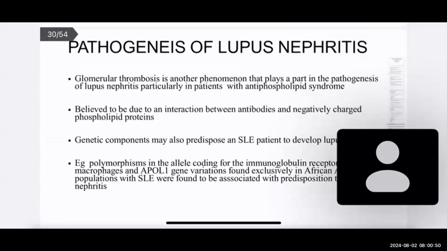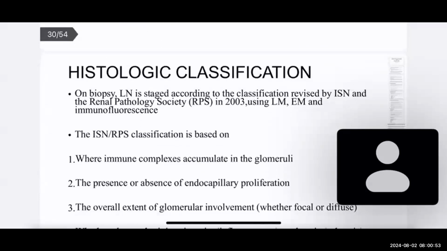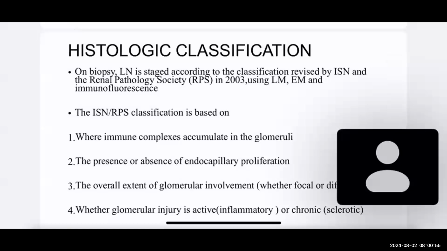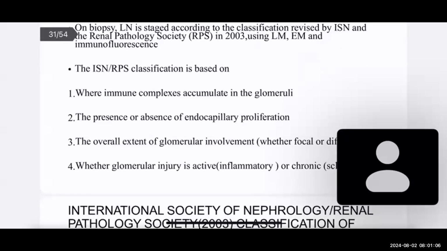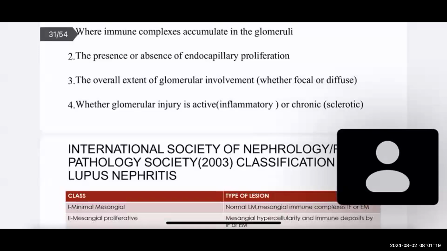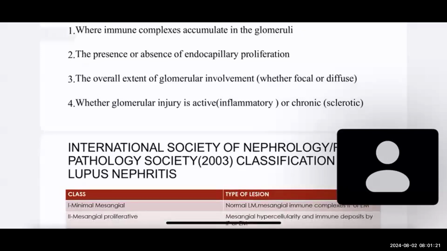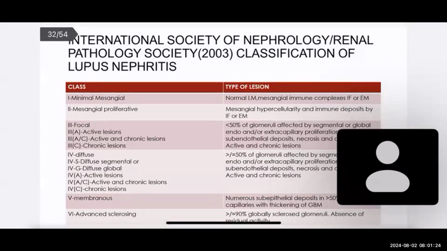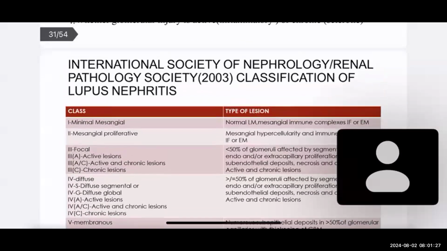I think I'll leave the pathogenesis. So the histologic classification is important because, according to the International Society of Nephrology and the Renal Pathology Society, the classification is based on the location of the immune complexes. We can find them in the glomeruli, and the presence or absence of endocapillary proliferation is also important. One wants to know the extent of glomerular involvement. Is it just focal or is it diffuse? And are we dealing with an active disease state or a chronic disease state? So this is just a table showing us the classes of lupus nephritis.